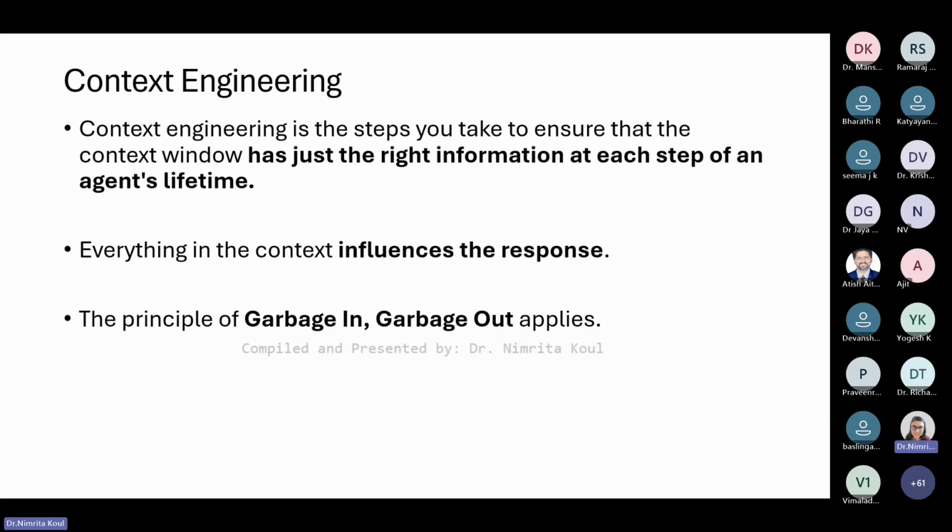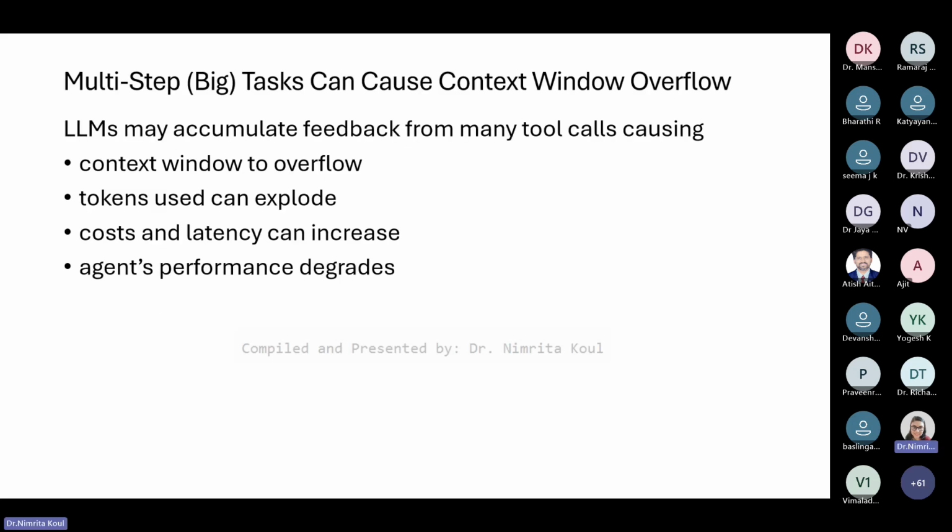So let's come back to the standard definition of context engineering. It is the steps you take to ensure that your context window is filled with just the right information at every step in the agent's lifetime. This is important because whatever is in your context influences the response of your AI agent. The principle of garbage in, garbage out applies definitely, right? If your context is bad, the output is going to be bad. Now, when you give a very complicated problem to an AI agent, which has many steps, which involves calling many tools, many functions, and has big documents that you have uploaded as RAG.